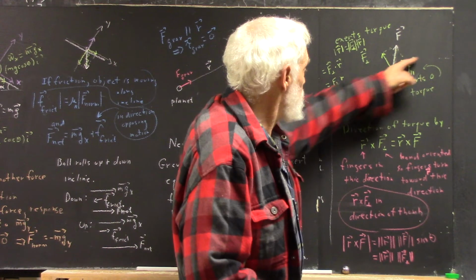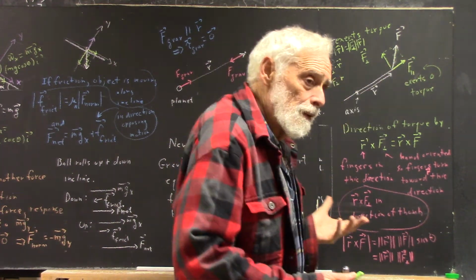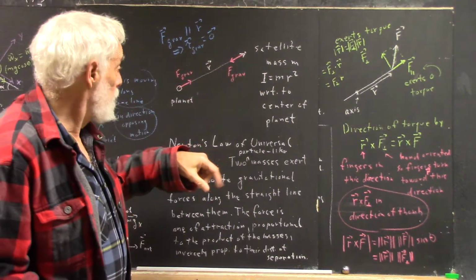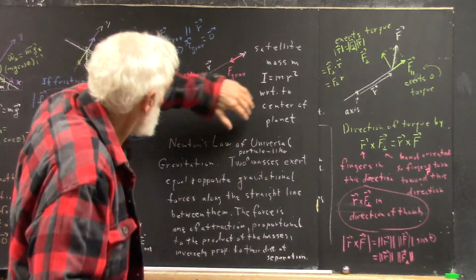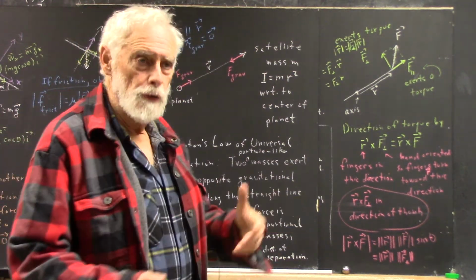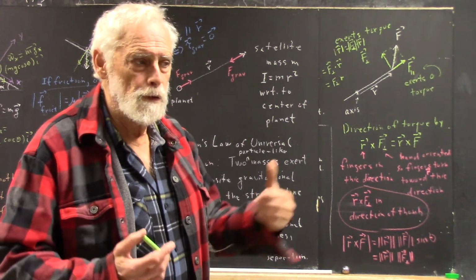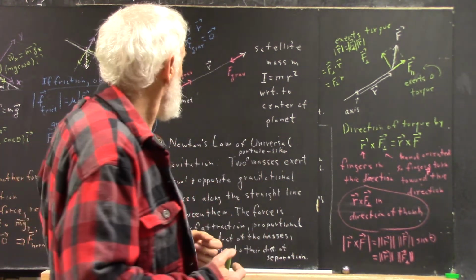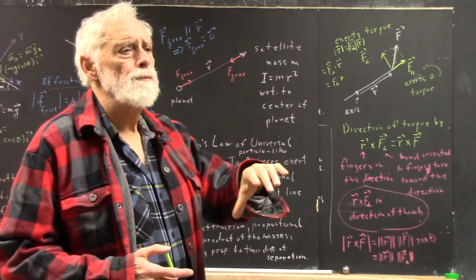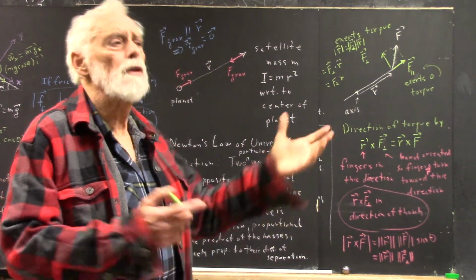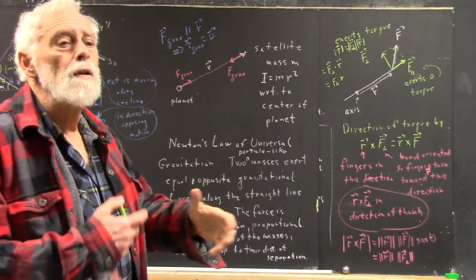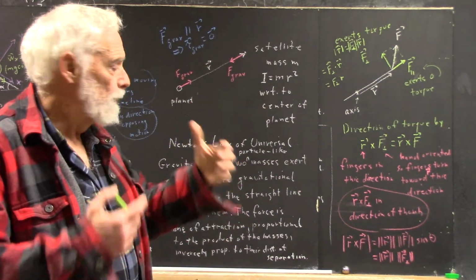A force parallel to this beam has no effect. Same here. There's no beam between here and here, but a force in this direction is not going to tend to cause rotation. And that's why the gravitational force between two particles or particle-like masses is not going to produce any torque. The torque is going to be zero.